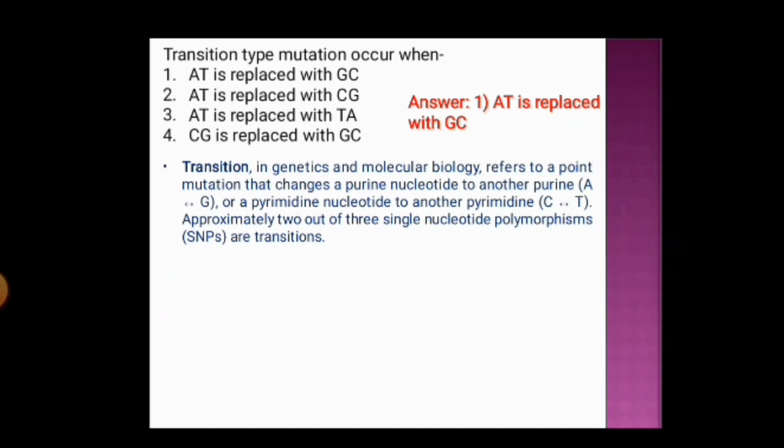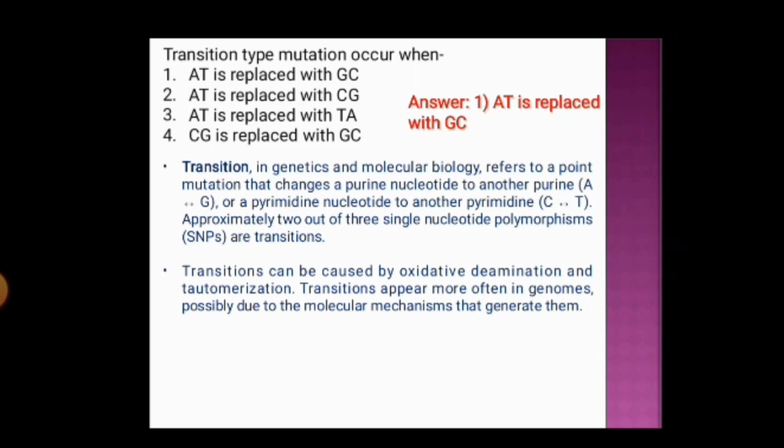We have already discussed that transition mutation is a mutation that changes a purine nucleotide to another purine, that is A to G or G to A, or a pyrimidine nucleotide to another pyrimidine, that is C to T or T to C. Then it is called transition mutation. Approximately 2 out of 3 single nucleotide polymorphisms are transitions.